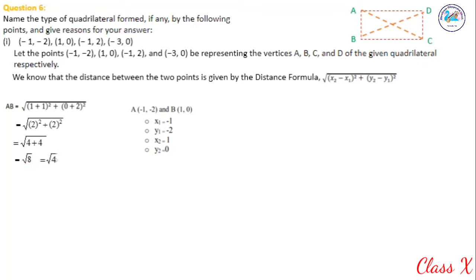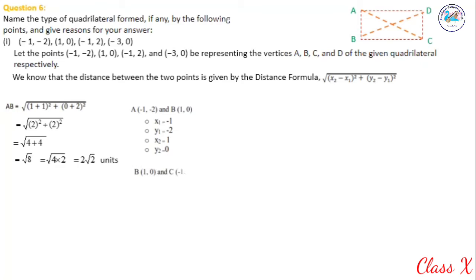So now 8 we have to split, that is equal to root of 4 into 2. And this 4 we can write as square root of 4, we know that it is 2. So we can write it as 2 root 2. 2 root 2 units is the length of the side AB.